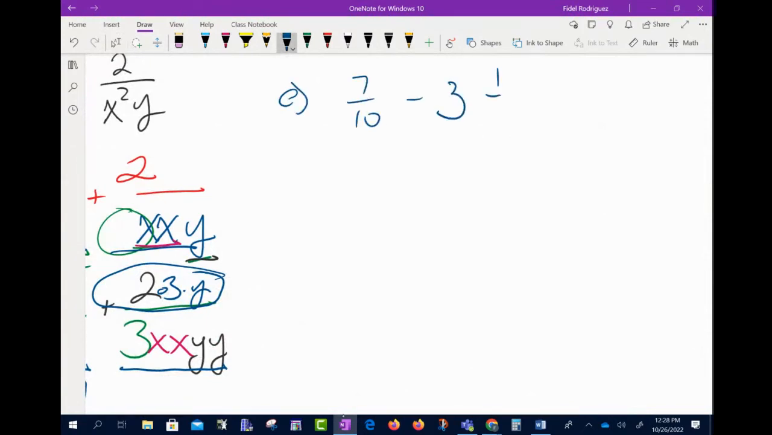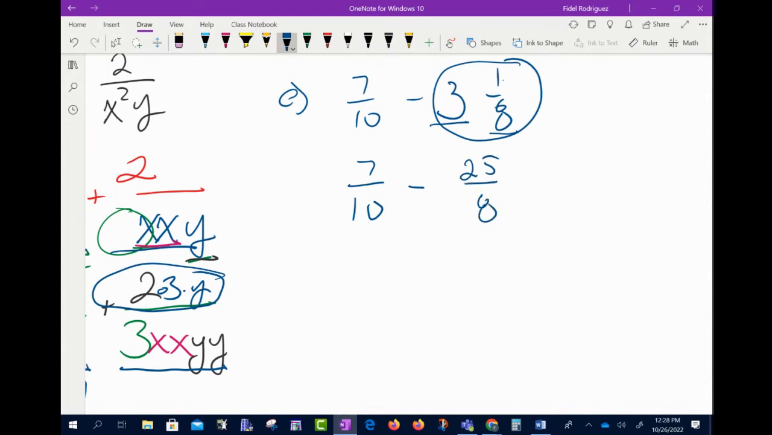7/10 minus 3 1/8. Okay, so guys, my approach, if I was doing this, I would say, look, let's convert this guy to an improper fraction. Let's leave that as 7/10 minus. Okay, now I'm going to multiply. 8 times 3 is 24, plus 1 more is 25. Okay, so now I have 7/10 minus 25/8.